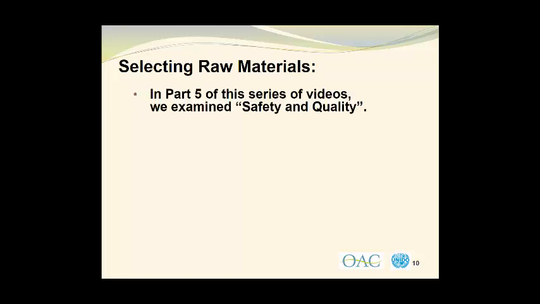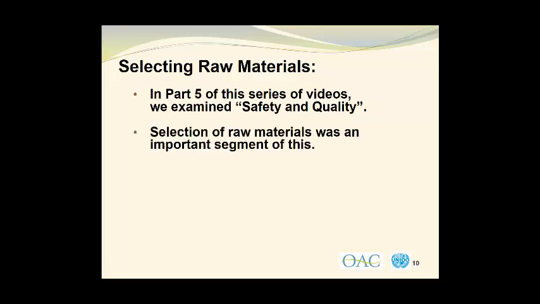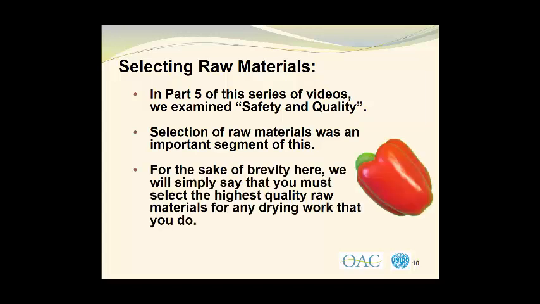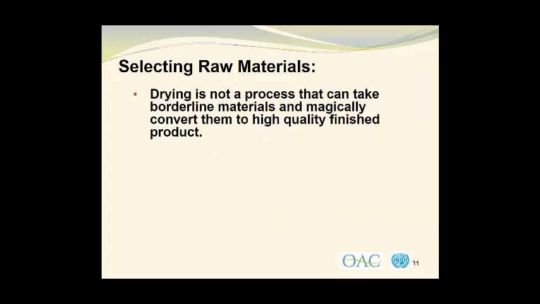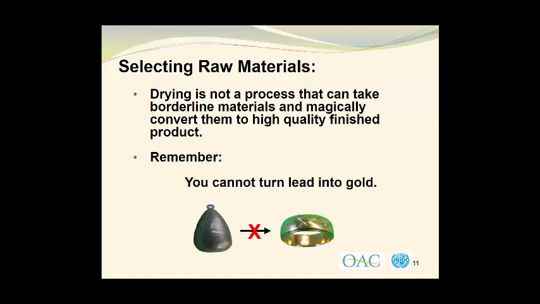In Part 5 of this series of videos, we examined safety and quality. Selection of the raw materials was an important segment of this. For the sake of brevity here, we will simply say that you must select the highest quality raw materials for any drying work that you do. Drying is not a process that can take borderline materials and magically convert them to high quality finished product. Remember, you cannot turn lead into gold.